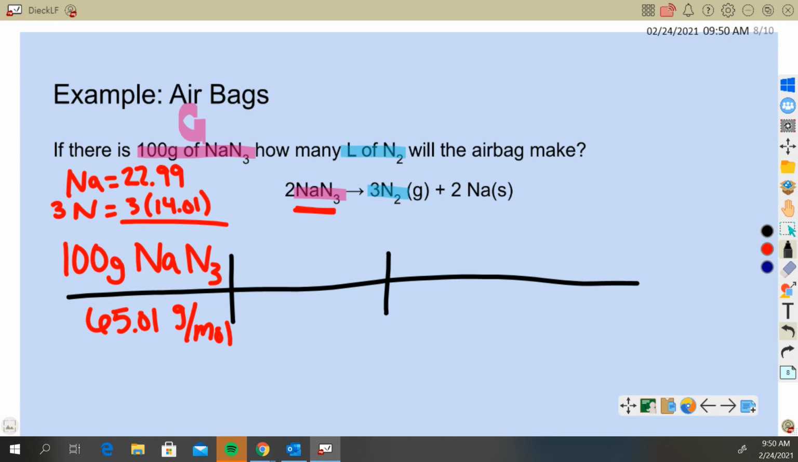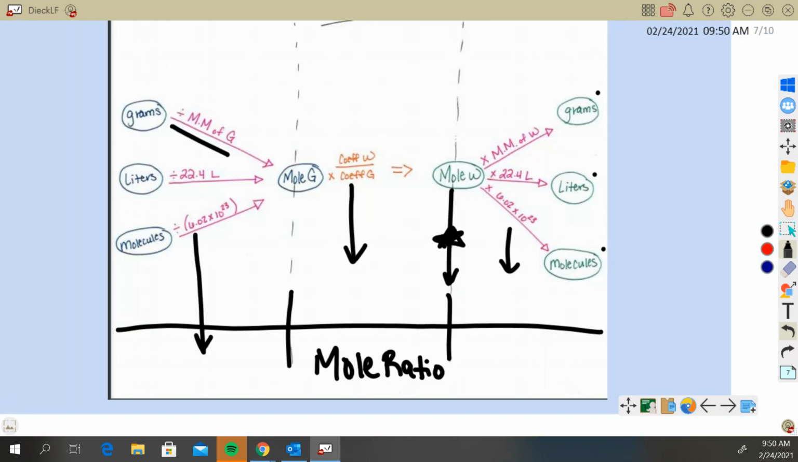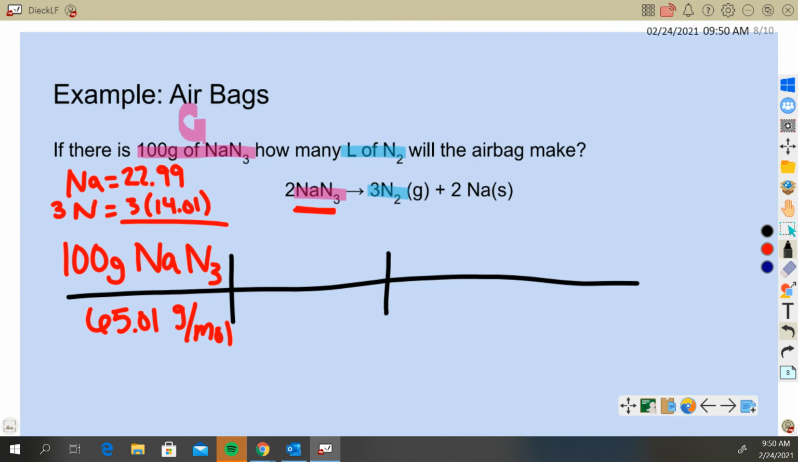Looking at our flow chart, what goes in the middle? Coefficient. What over what? Want over given. So what's my coefficient for my want? 3. So we have 3 moles of N2. What's the coefficient of my given? 2 moles of NaN3. NaN3 is going to cancel out.